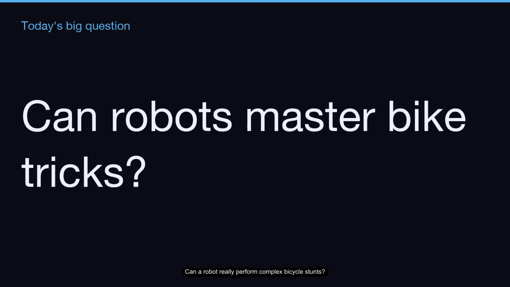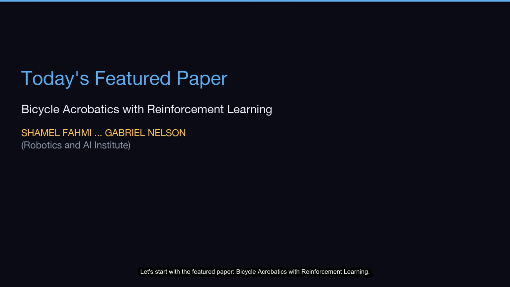Can a robot really perform complex bicycle stunts? This paper shows exactly how it's done. Let's get into it. Let's start with the featured paper, Bicycle Acrobatics with Reinforcement Learning, by Shamal Fahmy and Gabriel Nelson from Robotics and AI Institute.